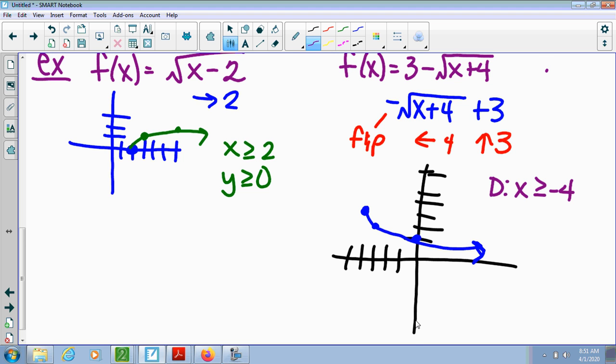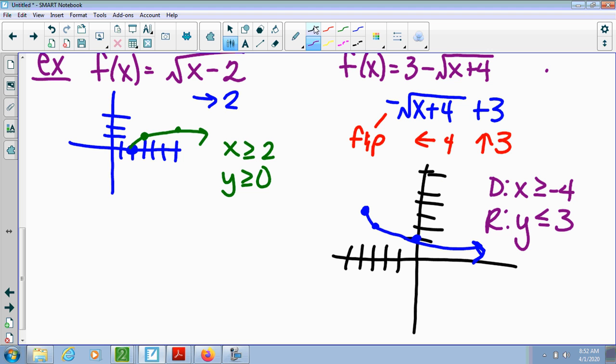And then my range, oh, it's down instead of up this time. So where's the highest y value? The highest y value is 3. Okay, and our y values are everything under 3. So for our range, y is going to be less than or equal to 3. Less than because that one's going downward.